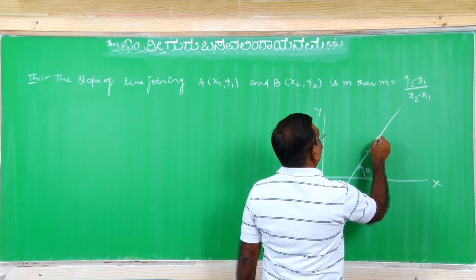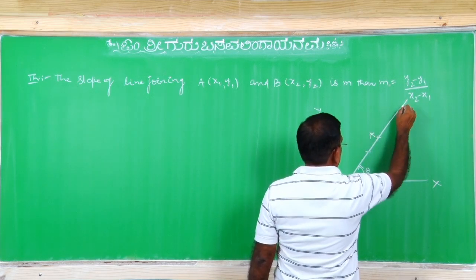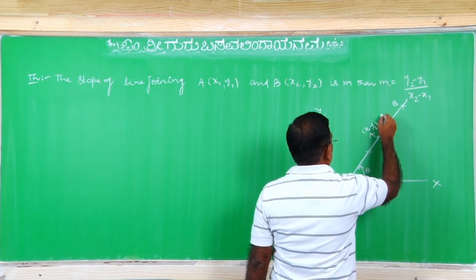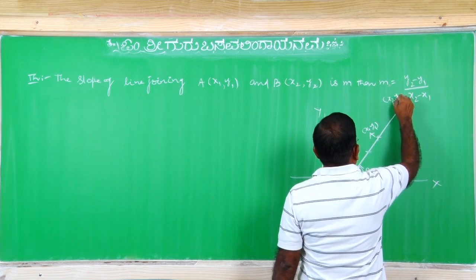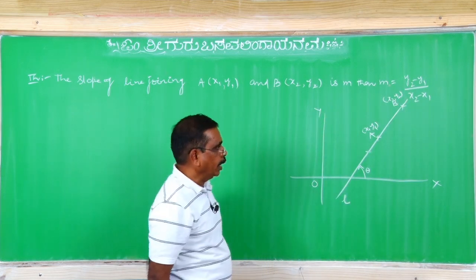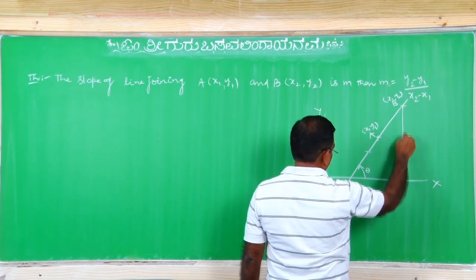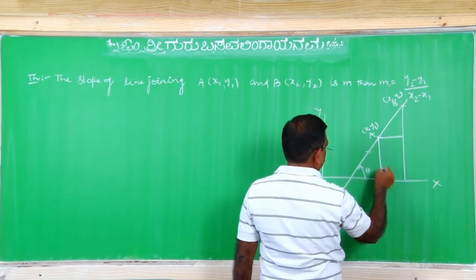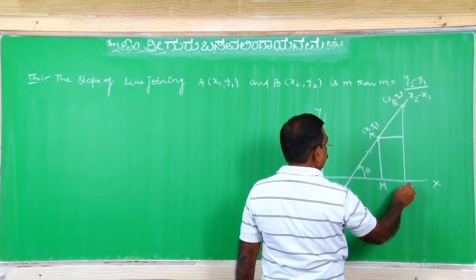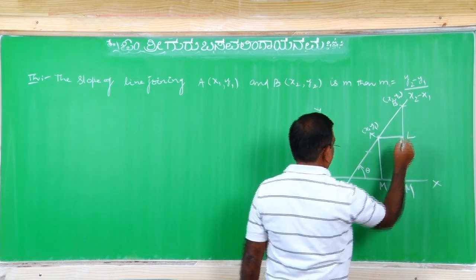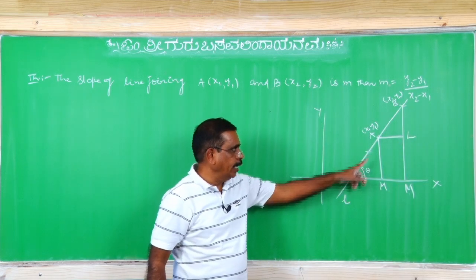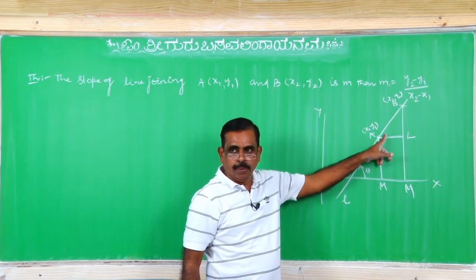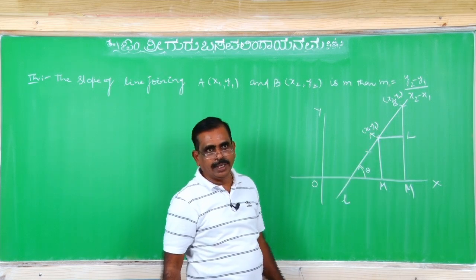Here I am drawing one point A, other point here B. A point is x1 comma y1. B point is x2 comma y2. Here join this in this manner. Here also join. Here also join. This is AM. This is BN. This is AL in this manner. Here the angle is theta. Here the angle is how much? So many students are observing in this manner only.